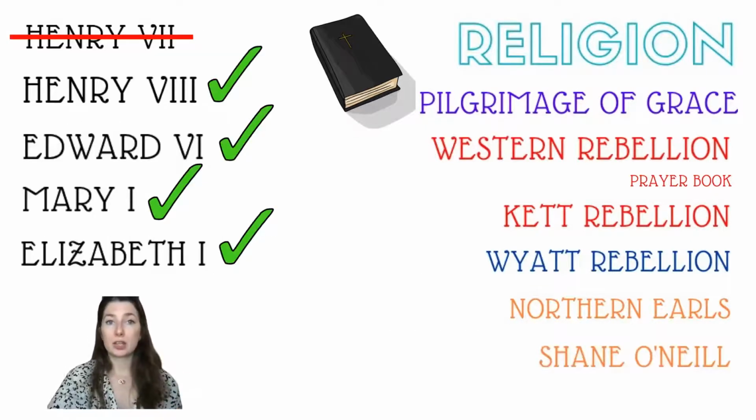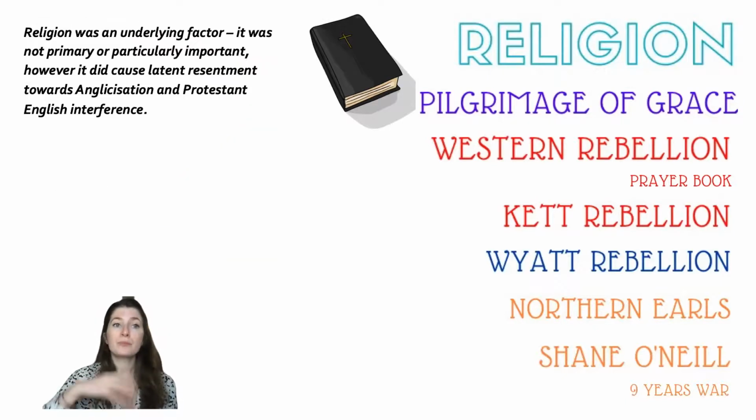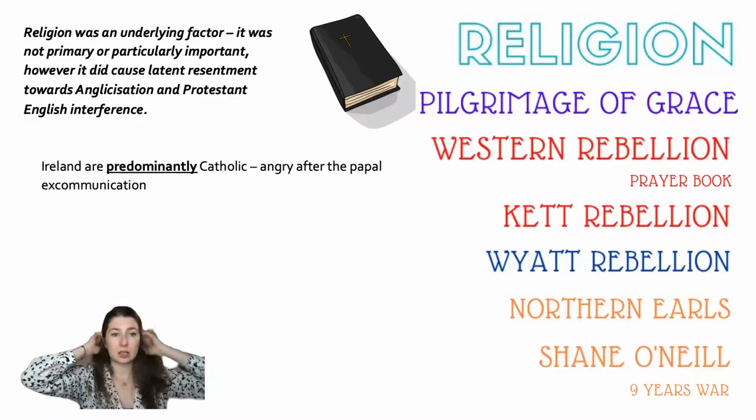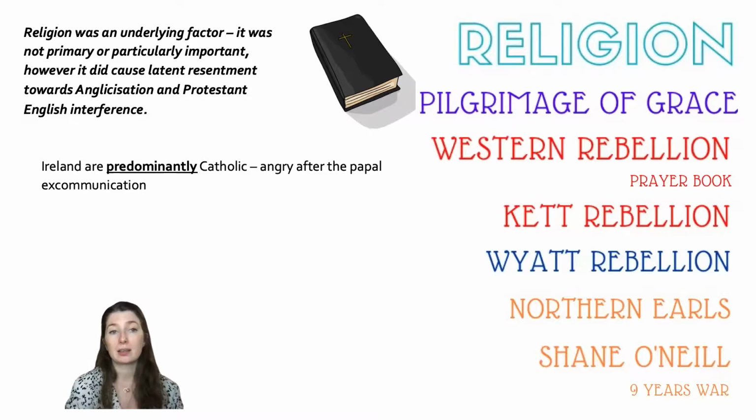Finally, we're going to talk about Shane O'Neill, the Irish Rebellion, or the Nine Years' War, as it's sometimes called. Again, I think religion is an underlying factor in this rebellion. It's not the primary factor. It's not particularly important, but it does cause latent resentments towards Anglicization and Protestant English interference. So Ireland at the time was a predominantly Catholic country. They are angry after the 1570 papal excommunication.